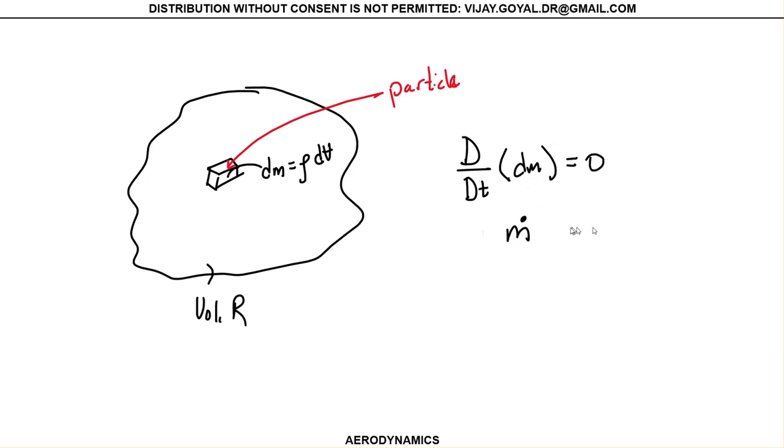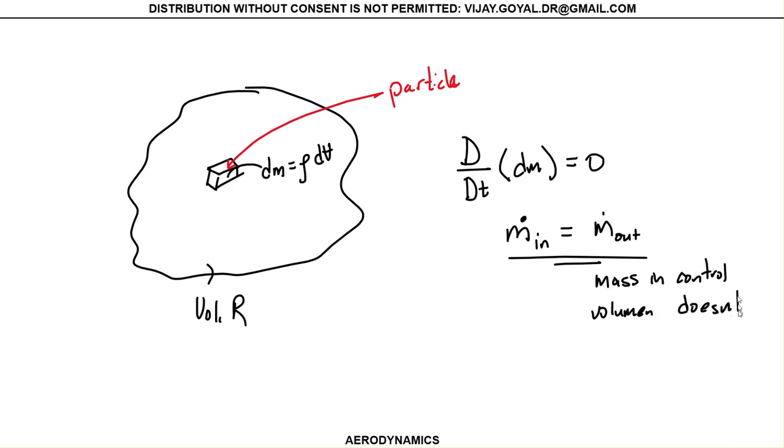And what we are basically saying is that all the mass that comes in has to equal, another way of writing it, all the mass that goes out. But this is only true if the mass in my control volume is not changing. This is only true then.